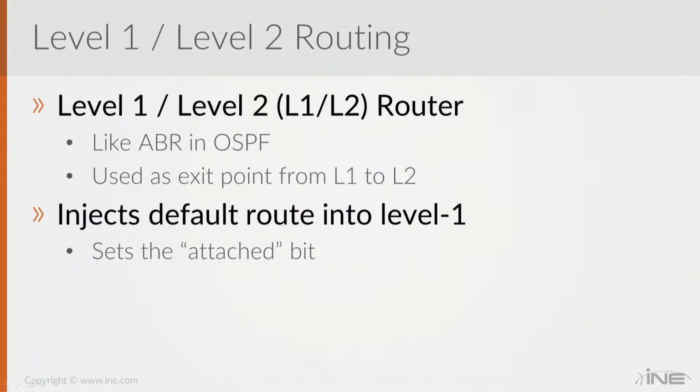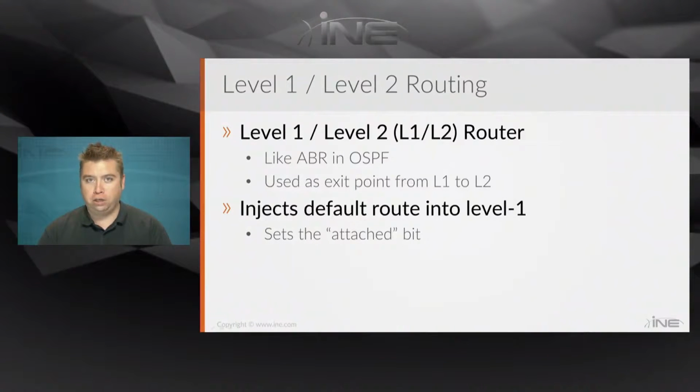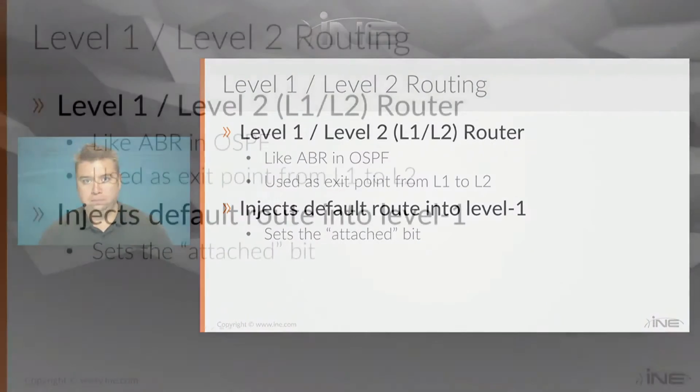Now, technically, the L1, L2 router doesn't advertise a default route into level 1. What it does is set a bit in the link state packets called the attached bit. And we'll see from the output of show ISIS database, we can tell who the valid L1, L2 routers are because they will have the attached bit set to 1. This essentially means that we can use them as a default destination as long as they are the lowest cost level 1, level 2 router based on our shortest path tree.